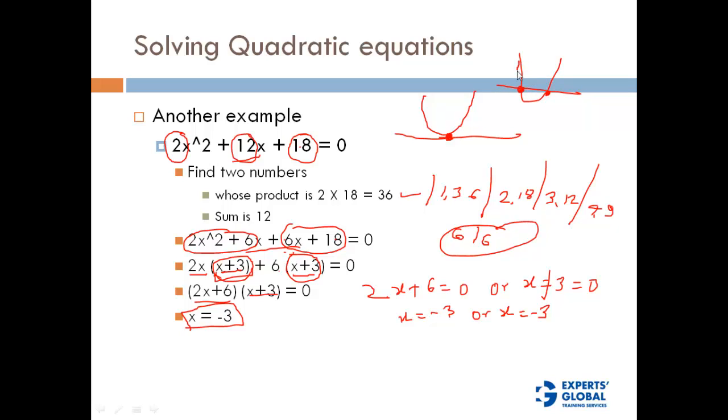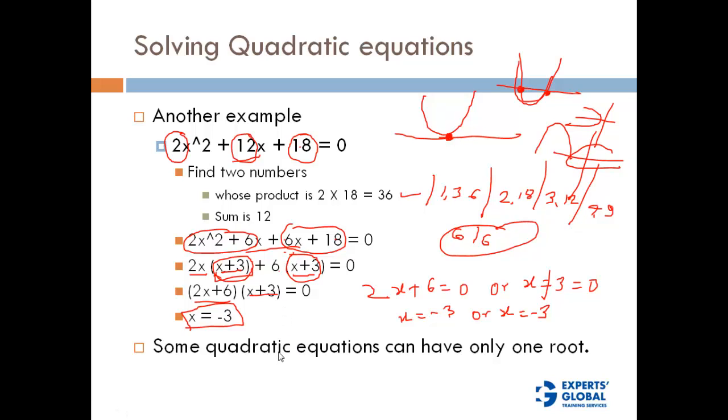Remember that this graph may not always be like this. It could also be like this, or like this, or like this. So it depends, but just for the sake of explanation, I'm drawing a very simple graph like this. So it is not this type of graph which has 2 roots, it is this type of graph which has only 1 root, right? So again we see that some quadratic equations can have only 1 root.